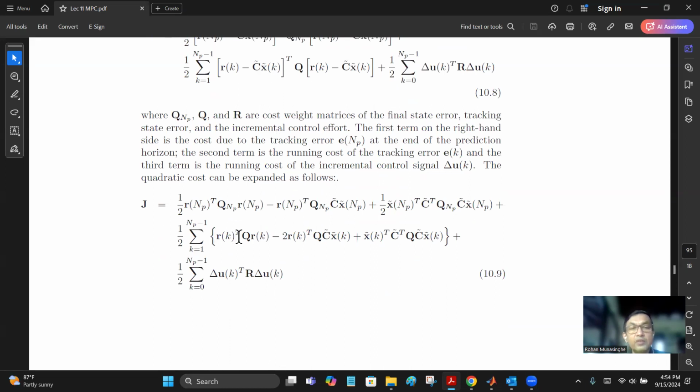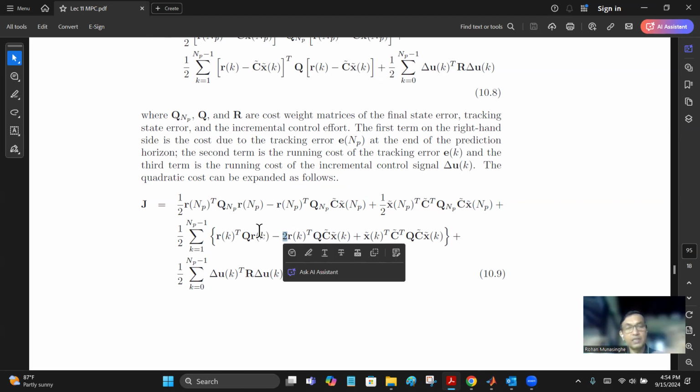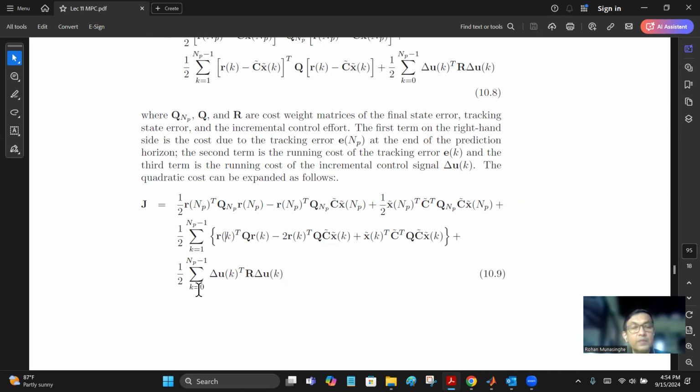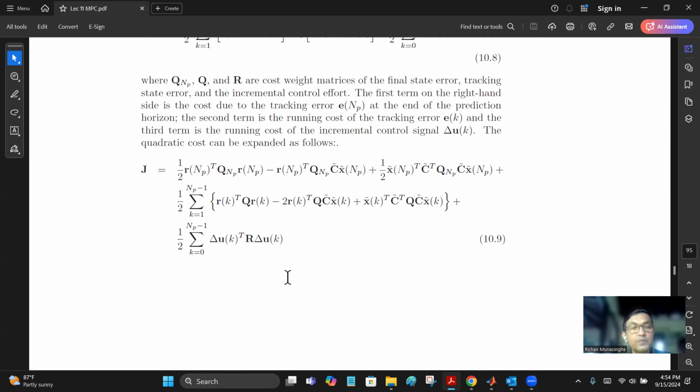Same way, right? You now write one, two, three terms, then the second one with number two in front because it is two identical terms, you add them together. And finally, k from 0 to N_p minus 1 is the control sequence.